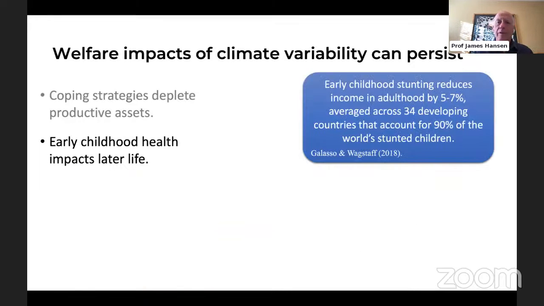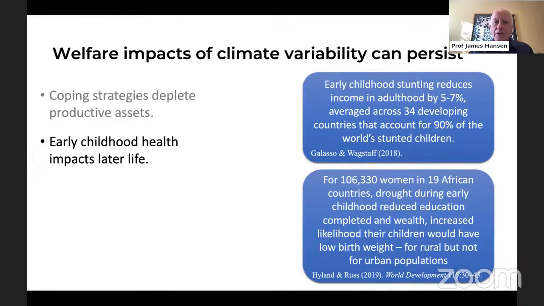So there have been many studies that have looked at this, documented this effect. I mentioned two that are significant because they cover many different countries in Africa. This first one across the world. So this particular study looked at early childhood stunting without regard to what caused that stunting, reduced income in adulthood across 34 countries that account for 90% of the world's stunted children. So these are very long-term studies that have tracked the same populations over several decades.